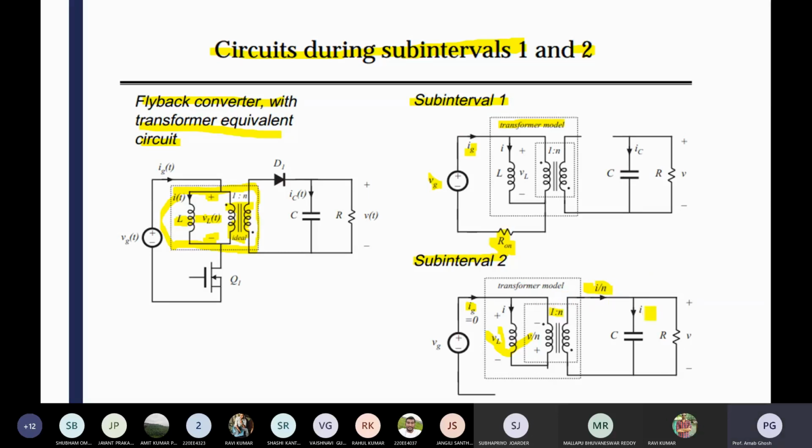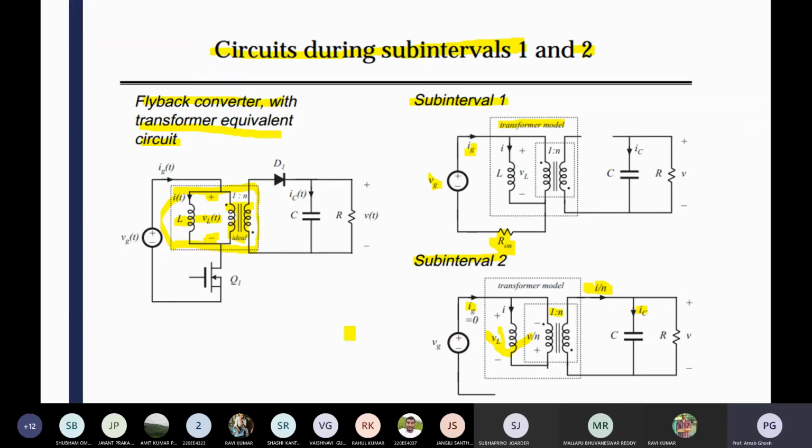In the first interval, the capacitor is discharged through this load resistance, and in the second case the capacitor is charged through the energy transfer from the inductor side to the load side. Here you can see the capacitor is discharged through this load resistance. In this figure, you can observe that the inductor is sending energy to the capacitor through this path. So that is the picture for sub interval 1 and sub interval 2 of the flyback converter.